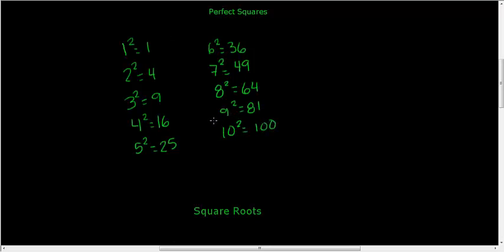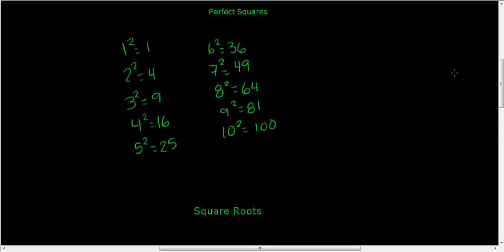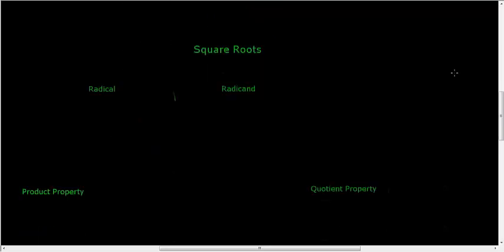All of these are called perfect squares, and when you square root any of them, the answer is going to be an integer. So for instance, the square root of 1 is 1, the square root of 4 is 2, the square root of 9 is 3, the square root of 16 is 4, and so on and so forth. We're going to learn how to simplify square roots, and using the perfect squares will help us.